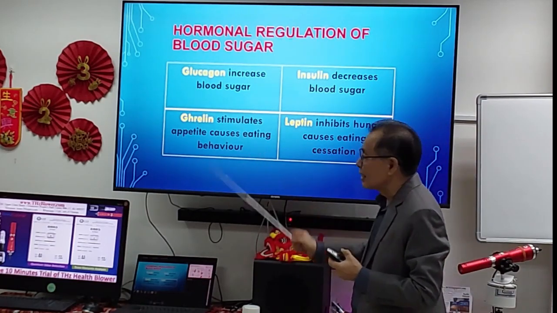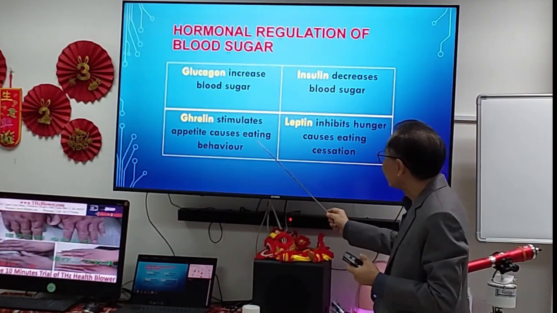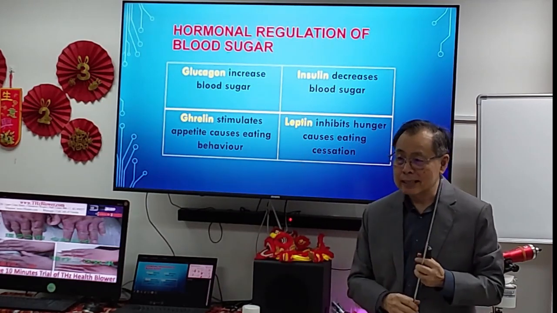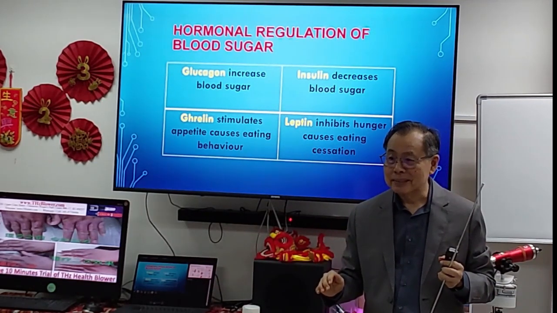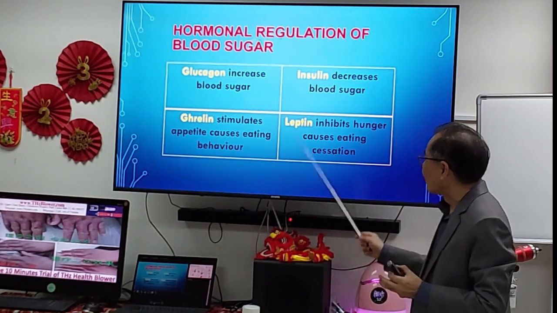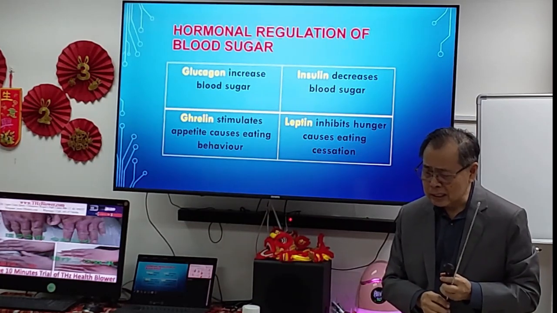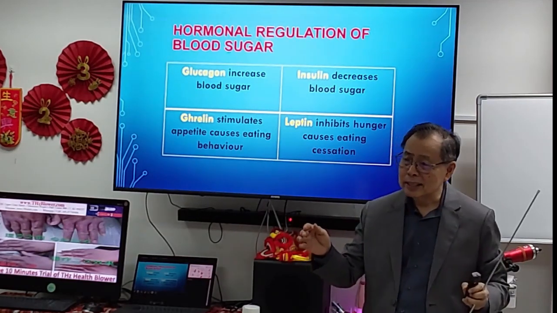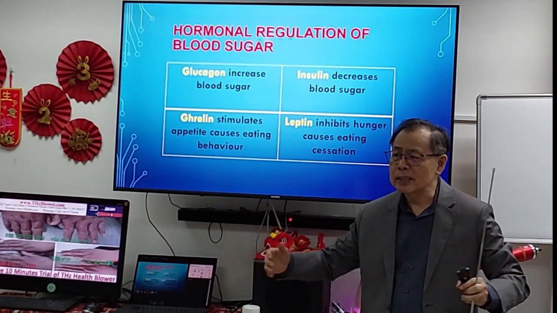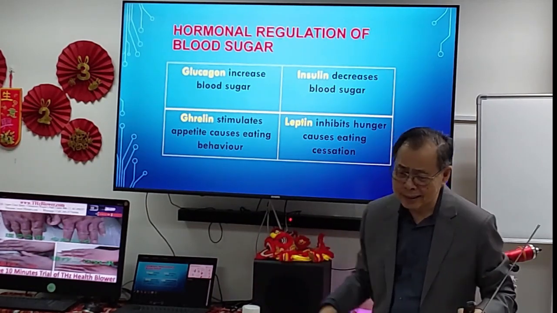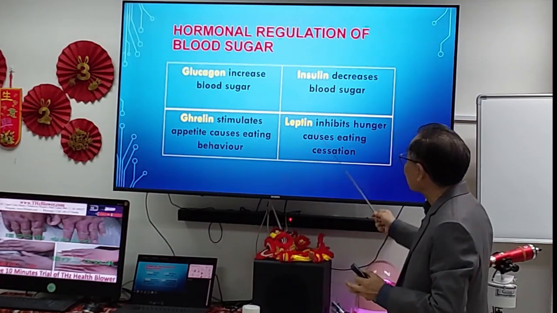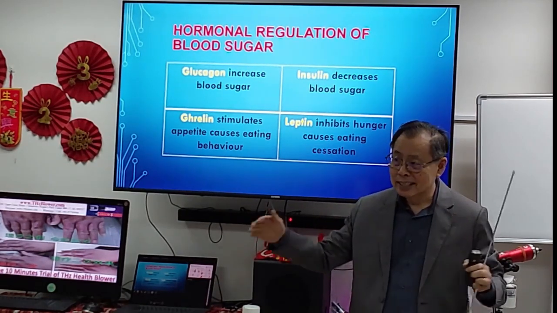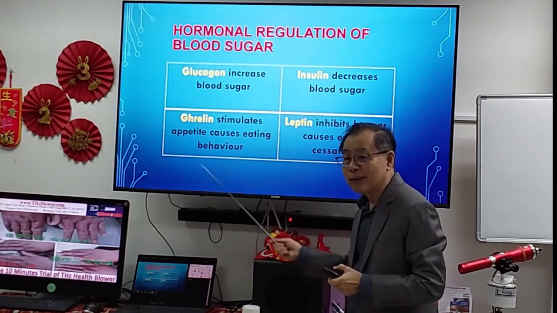So ghrelin is a hormone that stimulates appetite. There's another hormone called leptin. It inhibits hunger, stops you from eating. So this was discovered, I think, 20, 30 years ago, when they discovered families in, I believe, the Pakistan area, which were tremendously obese. I think it was around 2000. And the reason they're obese is because they don't have leptin. So when you give them leptin, they don't eat so much, the weight goes down. So it's controlled by four hormones, isn't it?